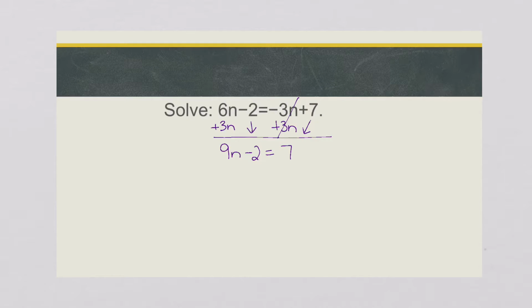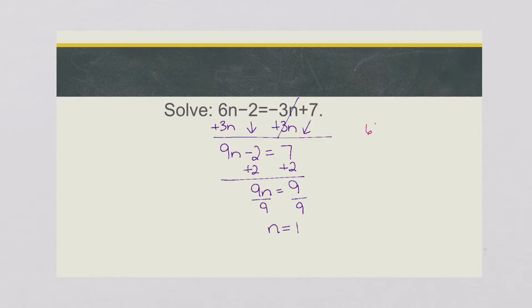So now I want to get this n by itself. So I'm going to add 2. So I've got 9n is equal to 9. And I want to divide both sides by 9. So n is equal to 1. So now you can test your answer.